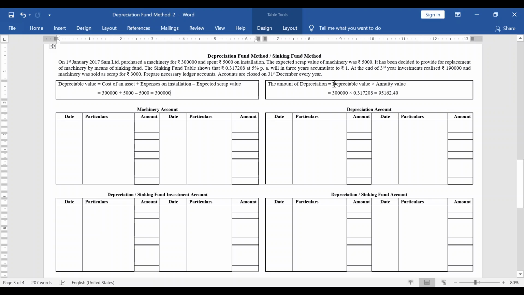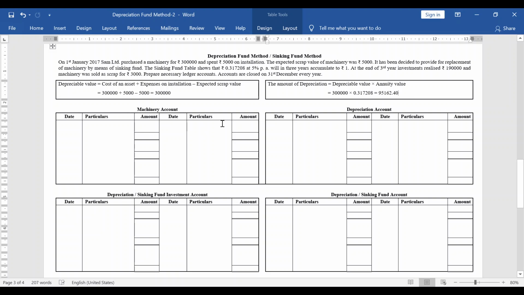Hence, the amount of depreciation is depreciable value into annuity value, that is 3 lakhs into 0.317208, the amount of depreciation comes to 95,162.40. That means every year rupees 95,162.40 is charged as depreciation.